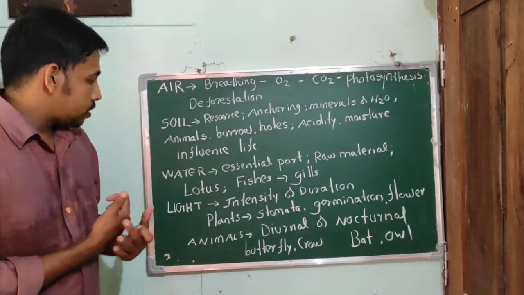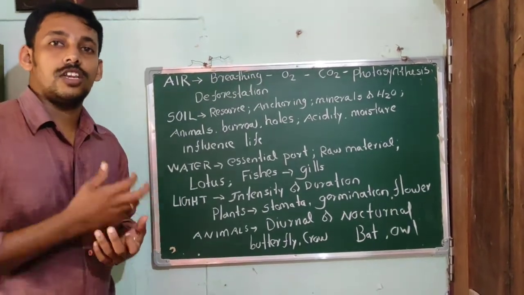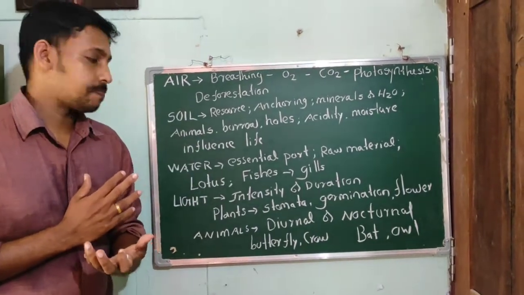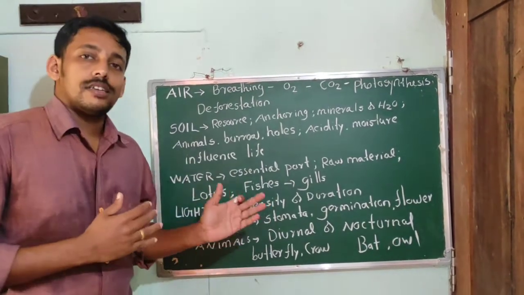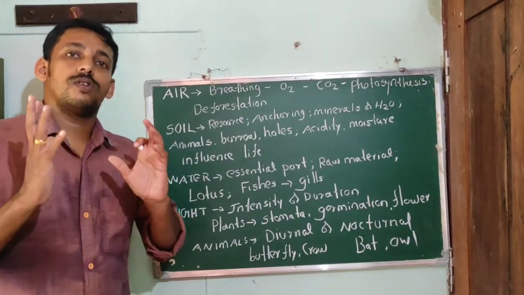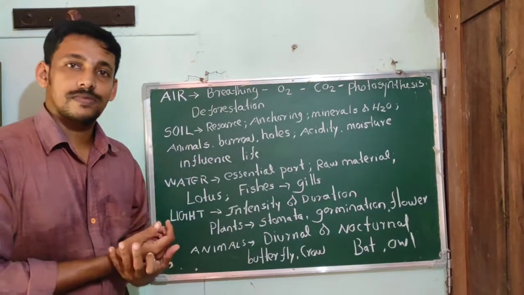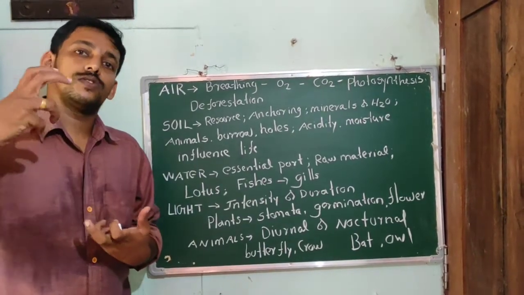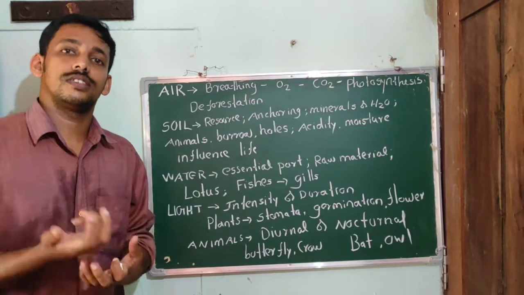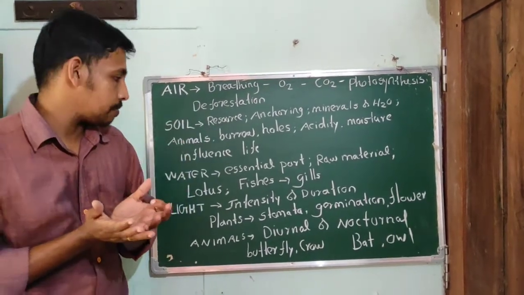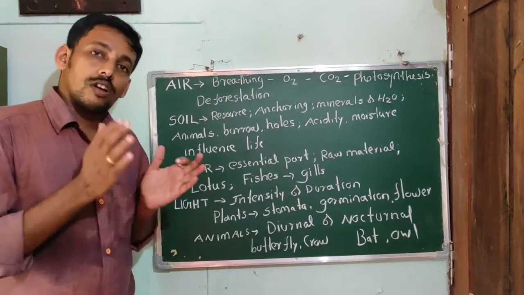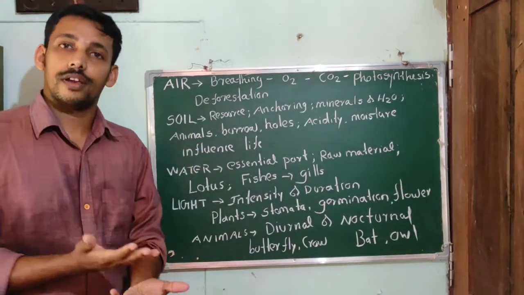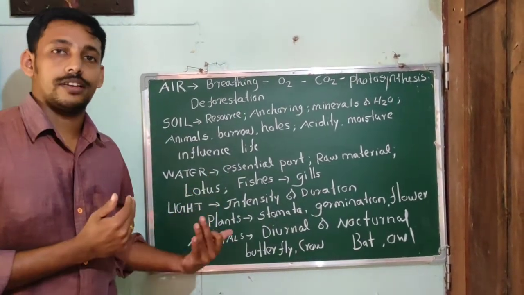Then light. We know that sunlight is the ultimate source of what? Energy. Plants use this light. The intensity and the duration of light also affect animals and plants. In the case of plants, they use light energy by the process of photosynthesis, by which they make their own food. Light is also needed for the opening and closing of stomata, for seed germination and for flowering. All these are affected by light.